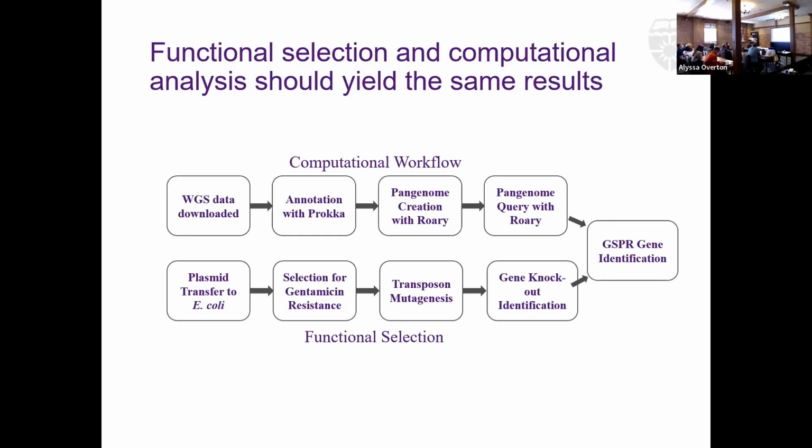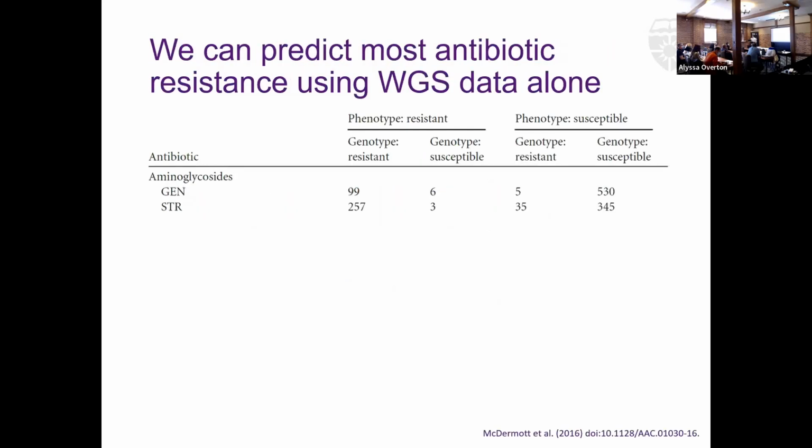So for us, it's a little bit of validation of our methodology as well, right? So hopefully we have a convergent workflow here where our functional selection is going to lead us towards the same gene that our computational prediction is going to pull out. So that's what we set out to do.